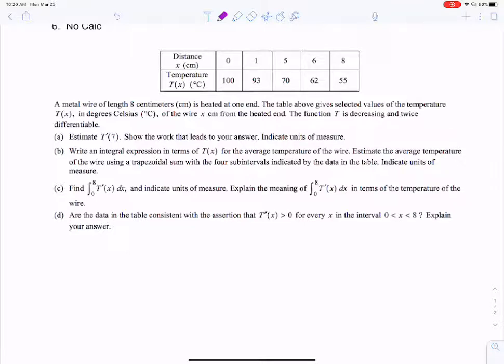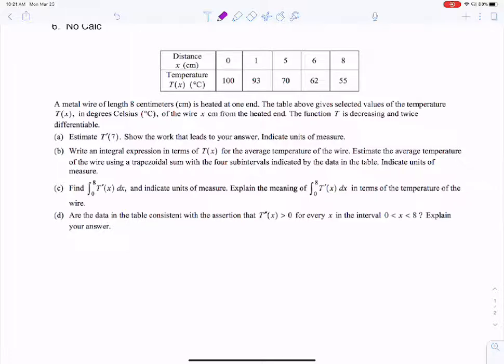So we have a metal wire whose length is 8 centimeters. You heat up one end. The table above gives selected values for the temperature in degrees Celsius of the wire, x centimeters from the end. The function is decreasing and twice differentiable.